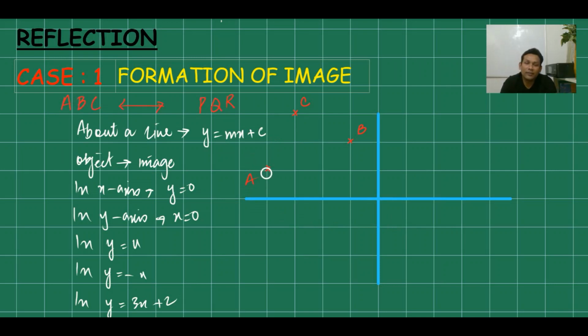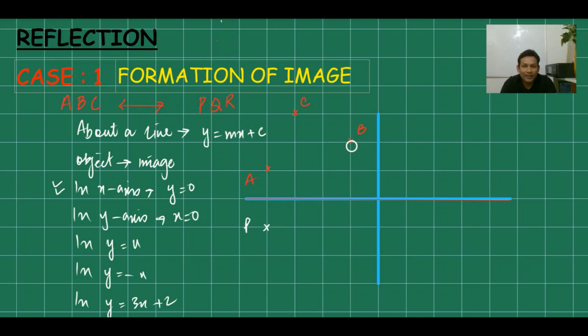The first object is A, and I'm doing reflection in the x-axis. In the x-axis, this is your line of reflection, which is also called the mirror line. The mirror line is here. What distance do you have from the mirror line? You are one step above it, so I have to move one step down. This is the image of object A, which is P, because we have to mark A, B, C as P, Q, R.